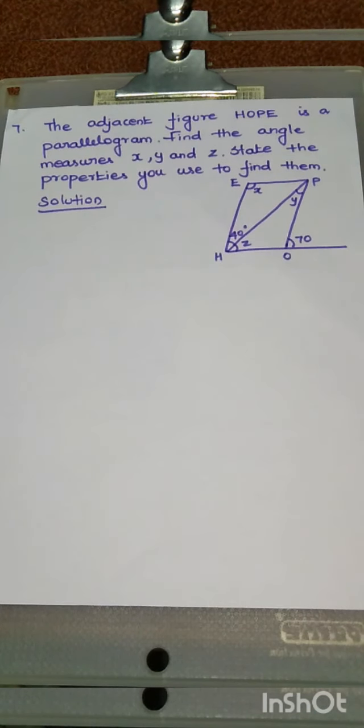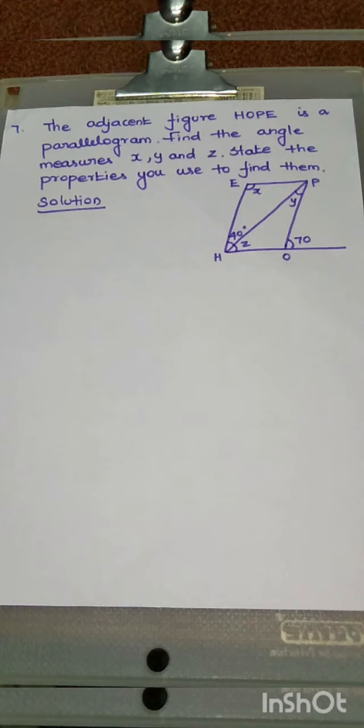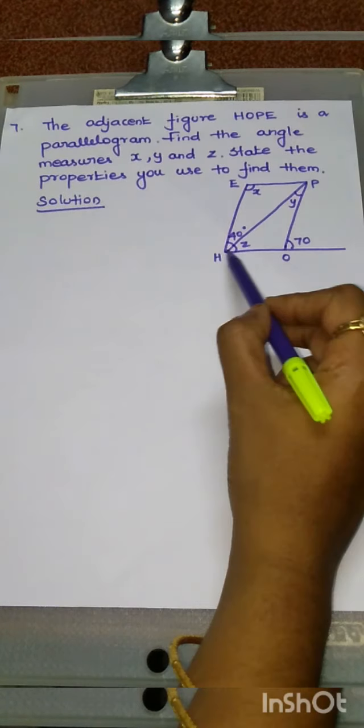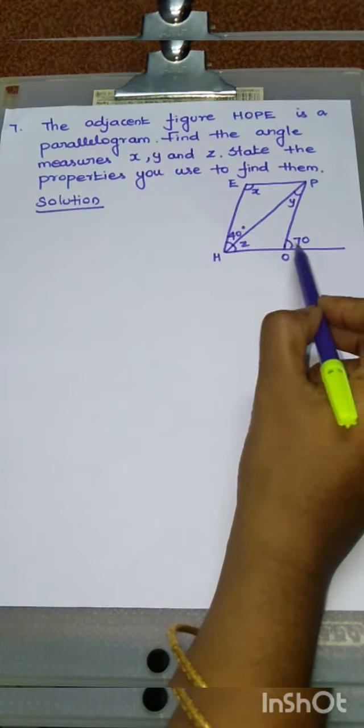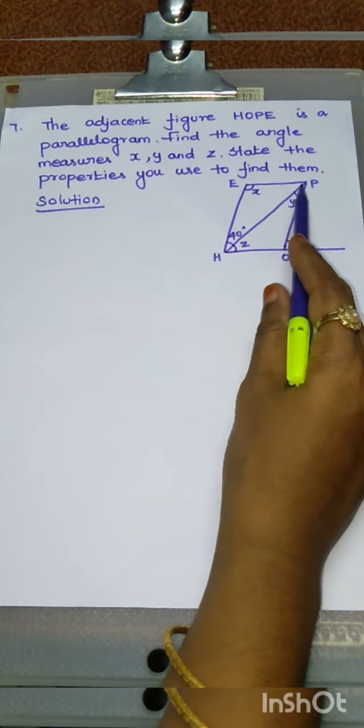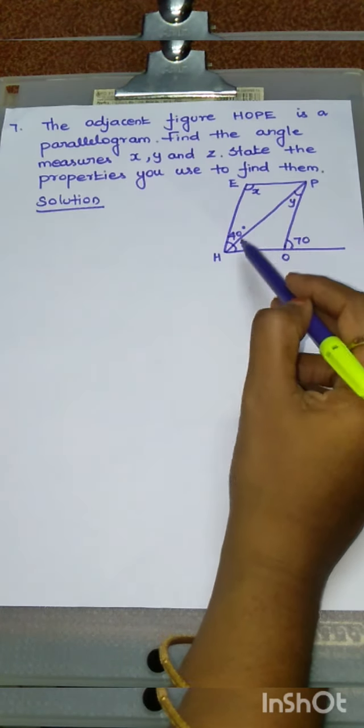Next problem. The adjacent figure HOPE is a parallelogram. Find the angle measures X, Y and Z. State the properties you use to find them. Here one parallelogram diagram is given. The name of the parallelogram is HOPE. Here some angles are mentioned. We have to calculate the remaining angles X, Y and Z.